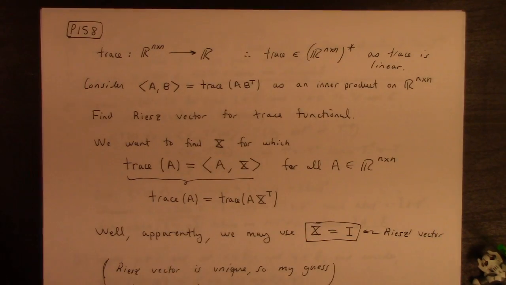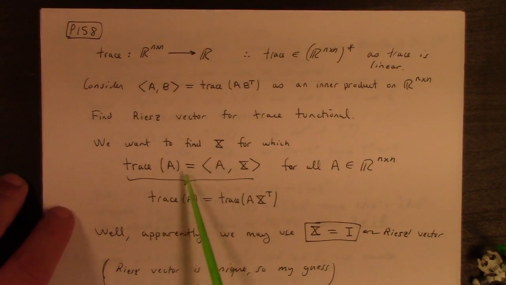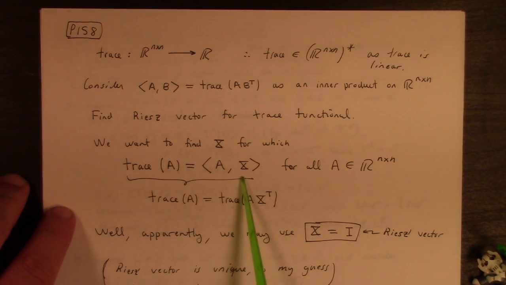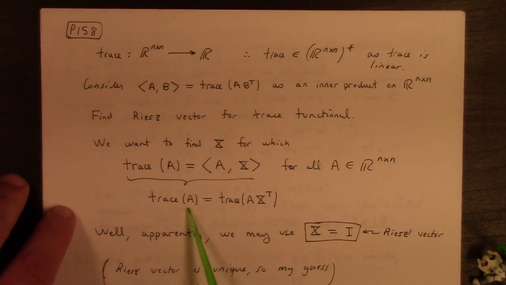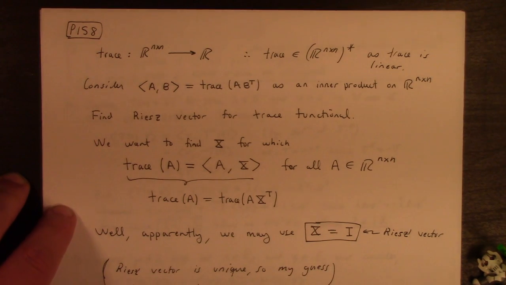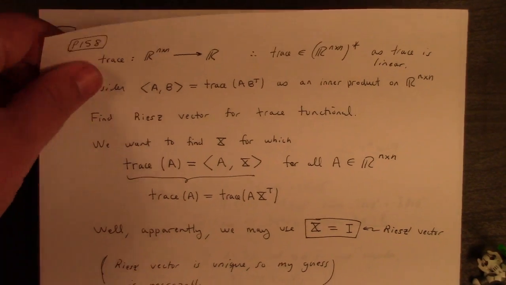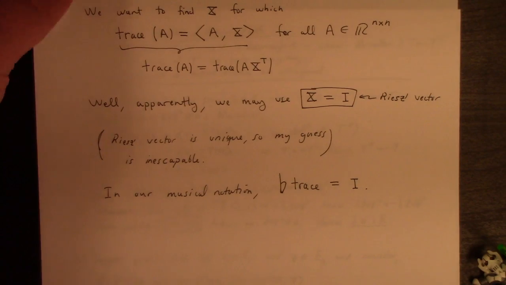Anyway. Ooh, this one. So, yeah, you're looking to find a vector X such that trace of A is equal to the inner product of A and X, but that gives you trace of A is the trace of A X transpose by definition of the inner product, so the Riesz vector is just the identity matrix. Yep. In other words, see here in our musical morphism language, the flat of the trace is the identity matrix.